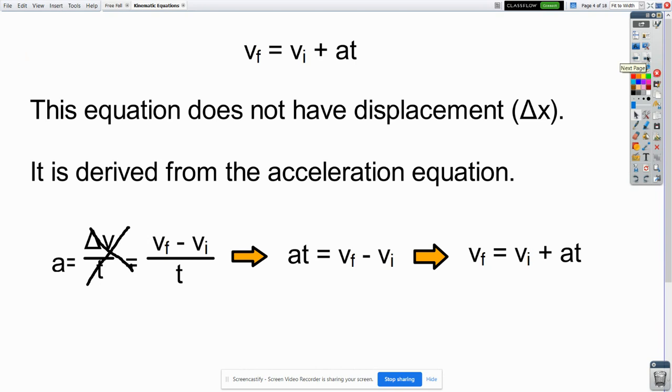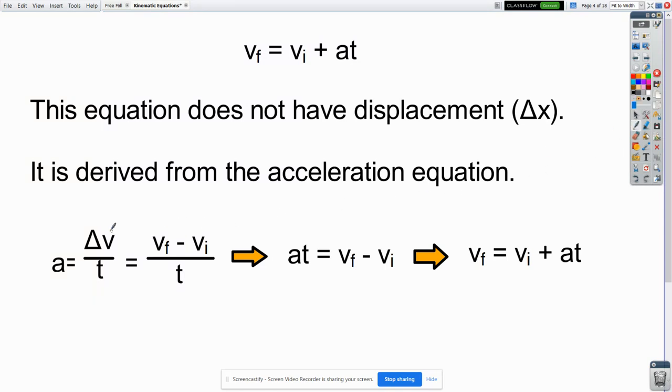Let's start with the one that has no displacement, no delta x. It is final velocity equals initial velocity plus acceleration times time. Vf equals Vi plus At. This equation is just a rearrangement and a substitution in the acceleration equation. Let's take a look at how it works.